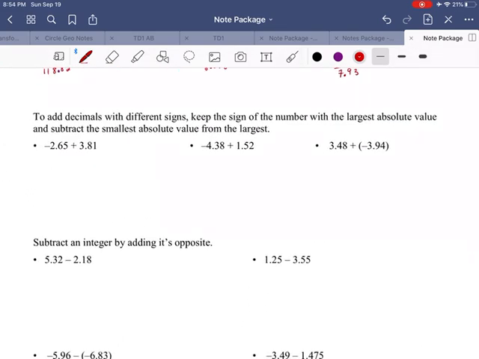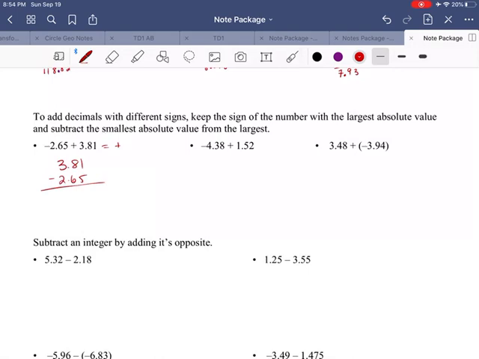All right, to add decimals with different signs, we follow the same rules. We're going to keep the sign of the number with the largest absolute value and subtract the smallest absolute value. So here we have more positive than we do negative, so I know that my answer is going to be positive. So let's take 3.81 and subtract 2.65 and follow normal subtraction rules here.